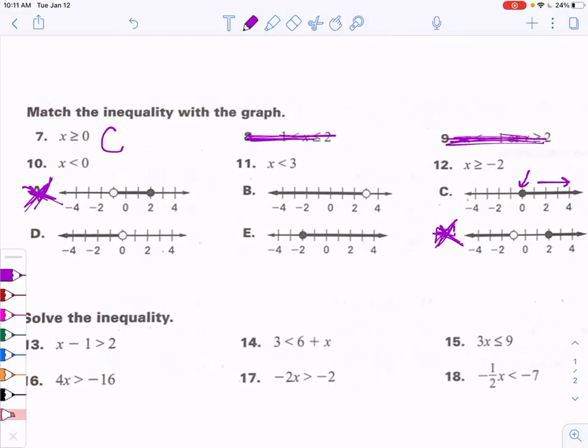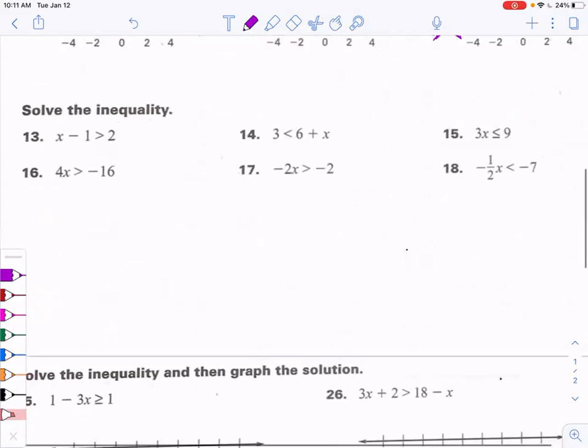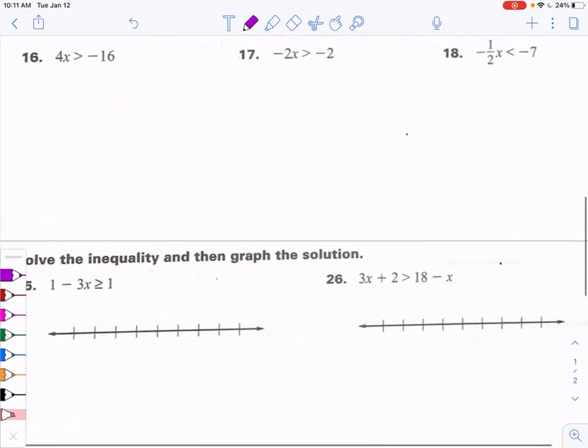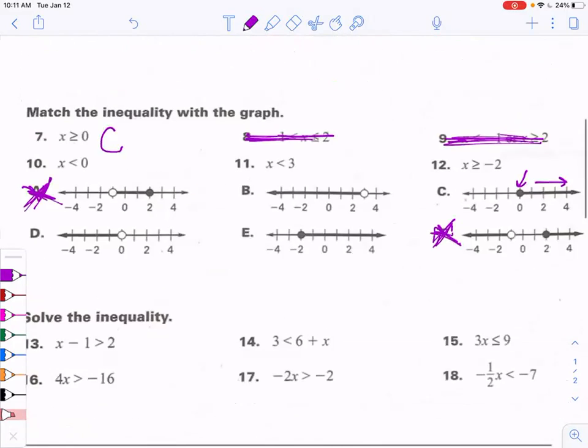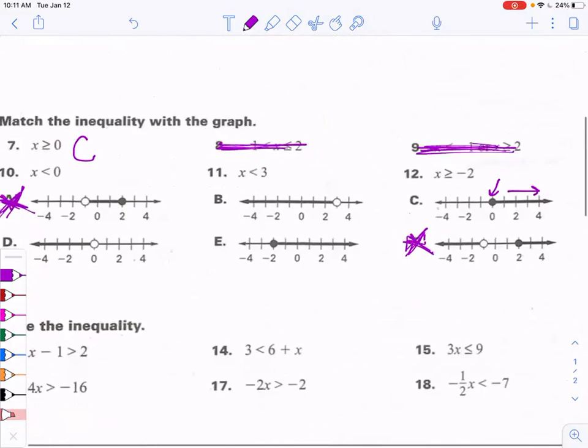So you got a couple matching. And then the last couple of problems are solving. 13 through 18, you do not have to graph. We skip a whole bunch, and then we go down to 25 and 26. There's a graph with 25 and 26. So those would be then the problems that you're graphing.